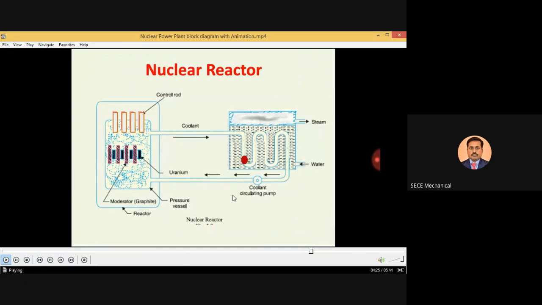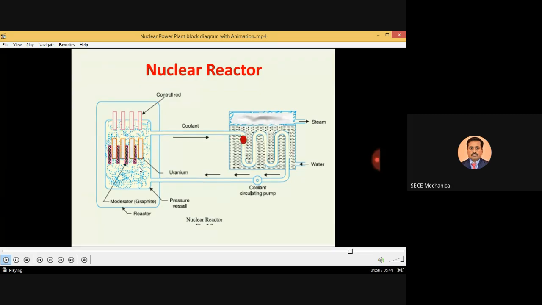Here you can see the nuclear reactor. It has a moderator and also control rods. Your uranium-235 material is formed as tablets. If you want to control or shut down the plant, you can insert the control rods. Here you can see how the control rods are inserted. In this way, you can stop the chain reaction, so the power production is stopped.